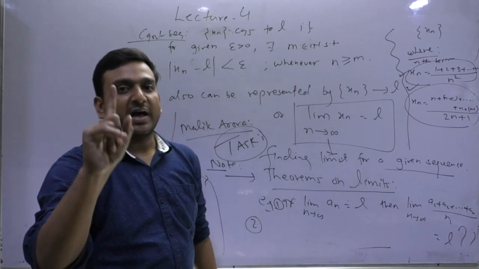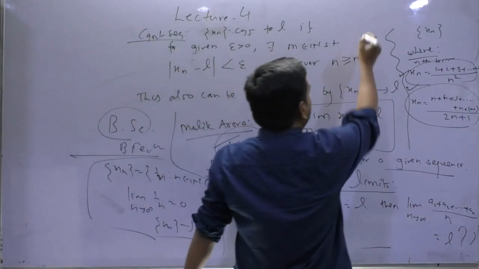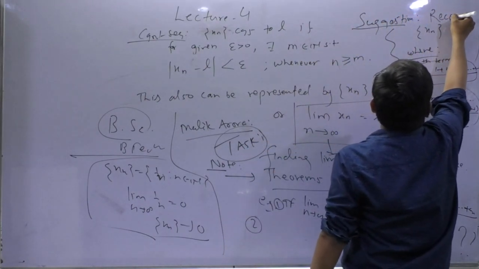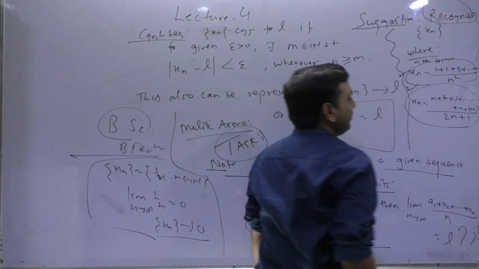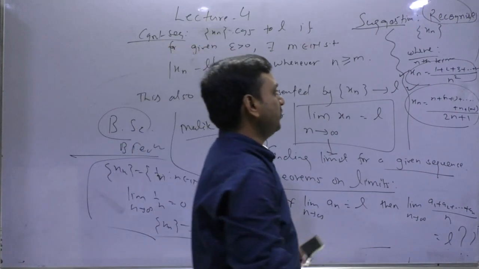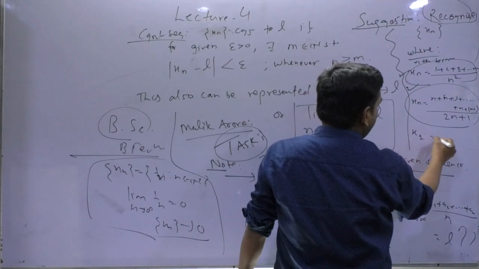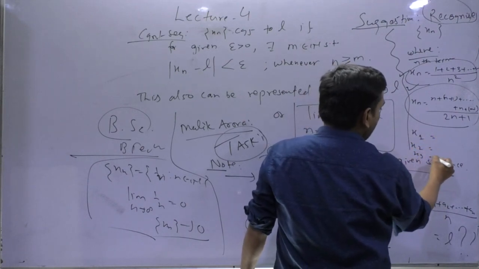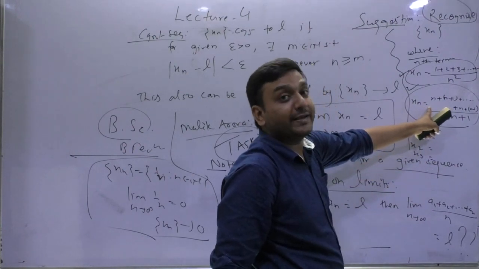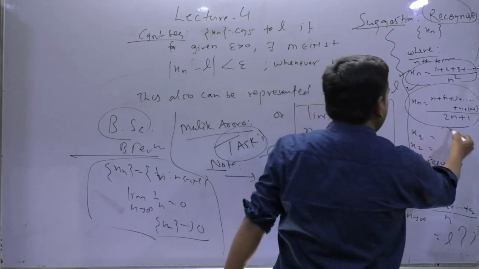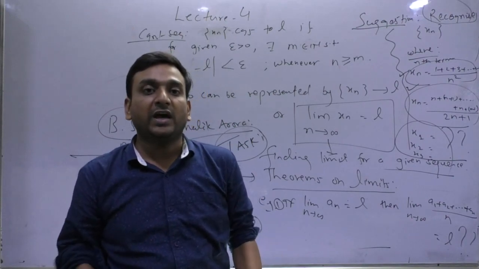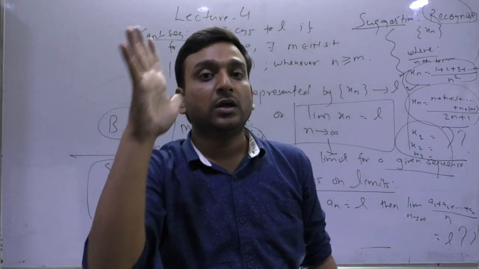So for those, my suggestion: recognize. If you are following this lecture series, you are able to understand what I mean by recognition. So in such examples, you just try to write what is x1, what is x2, what is x3 and so on. Means in this sequence, x1 will be what. If you are able to recognize these, then you will be able to figure out what can happen for the convergence.